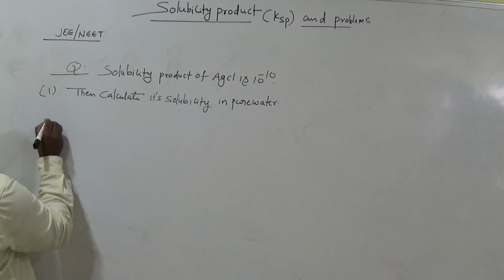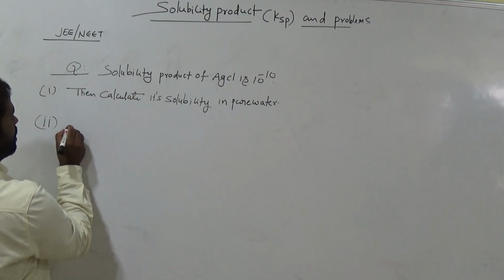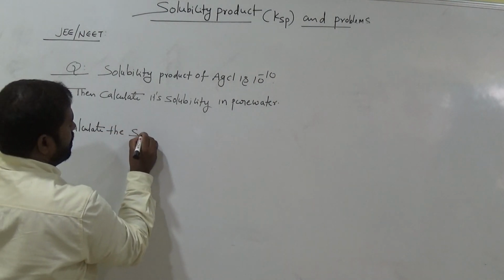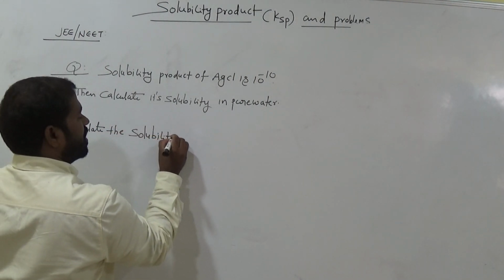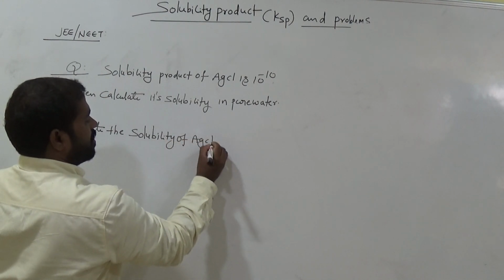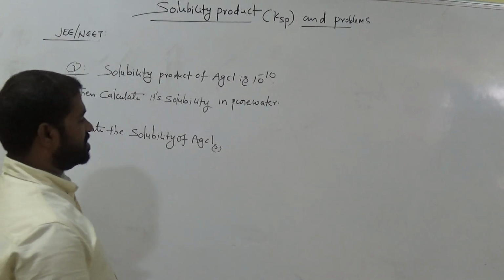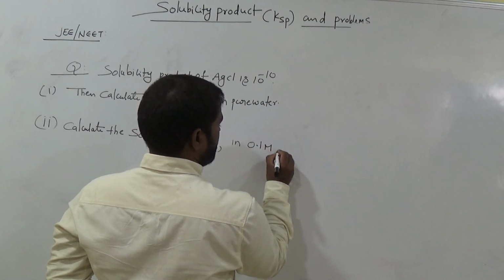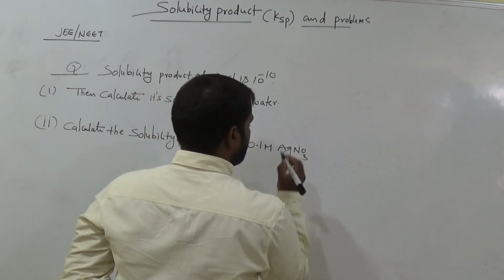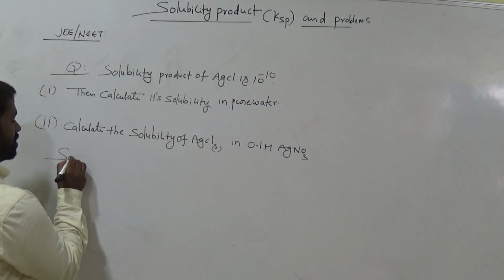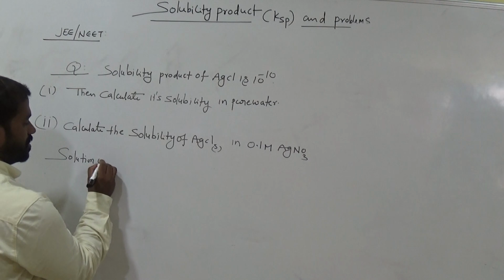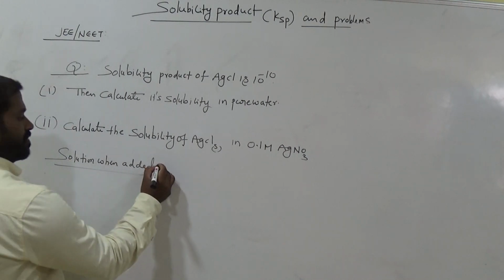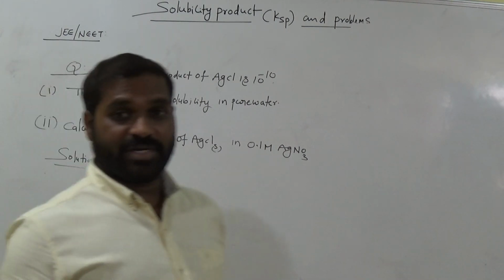In the second question, calculate the solubility of AgCl in 0.1 molar silver nitrate solution when added. Okay, very important expression this is.